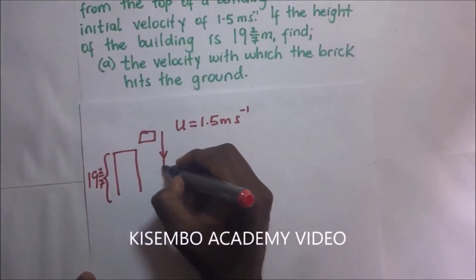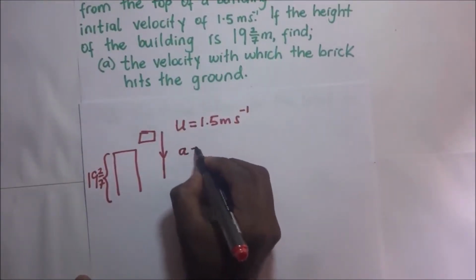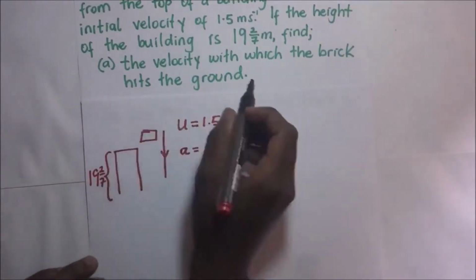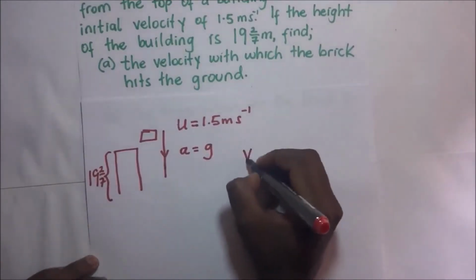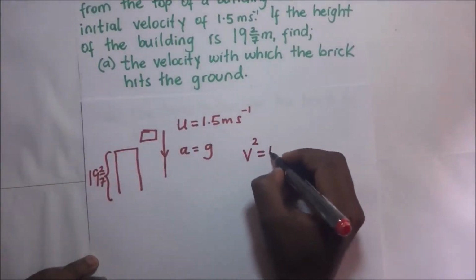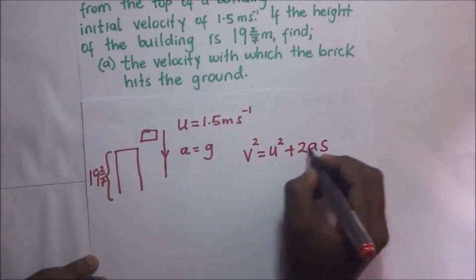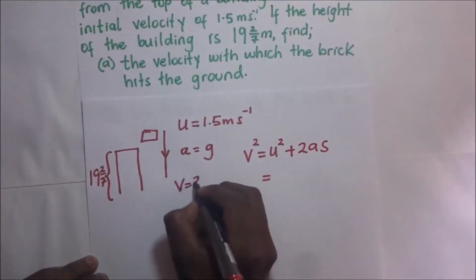Now, of course, as it's moving downwards, it's moving towards the earth, so the acceleration is g. It's positive gravity. So the velocity with which it hits the ground is given by v squared equals u squared plus 2as. The final velocity with which it hits the ground is what we are looking for.